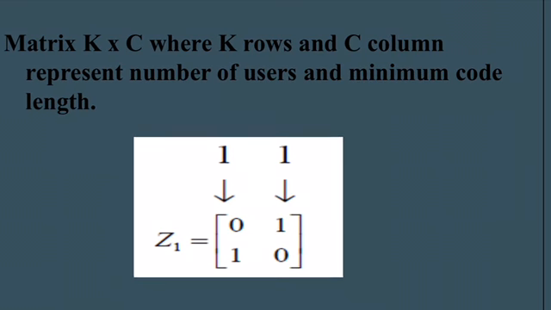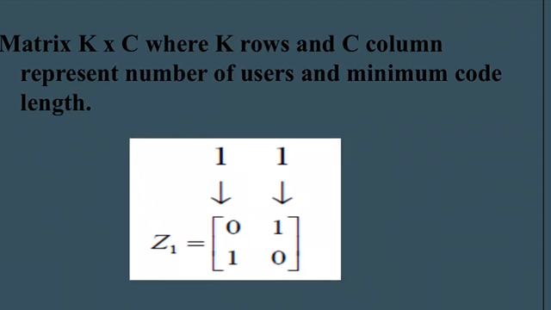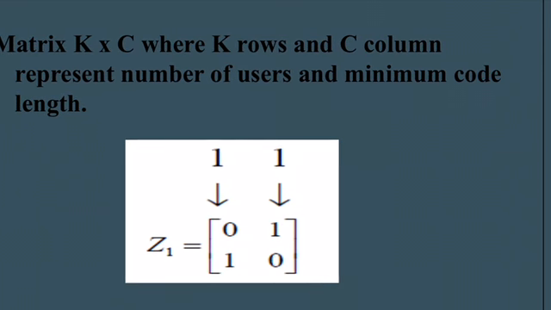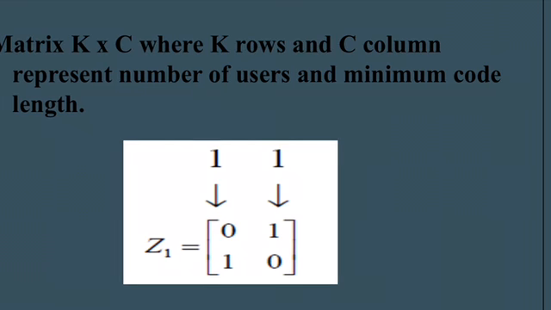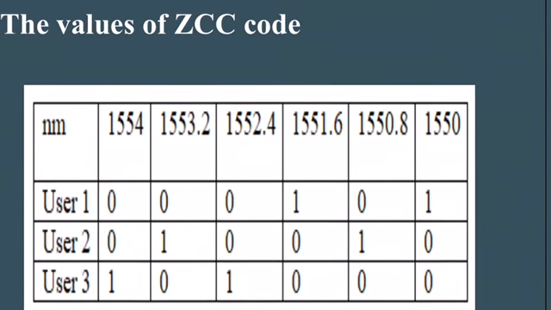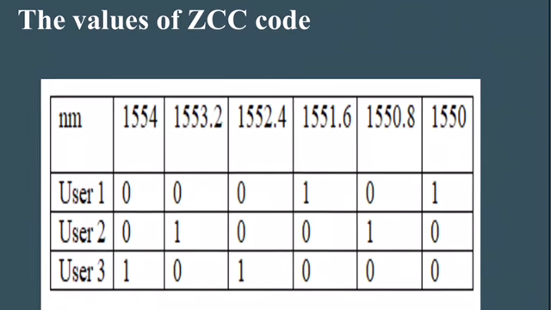The ZCC code, which is K as row and C as column, represents number of users and minimum code length as the figure shows below. This is the value of ZCC code that we use in our simulation for this mini project.